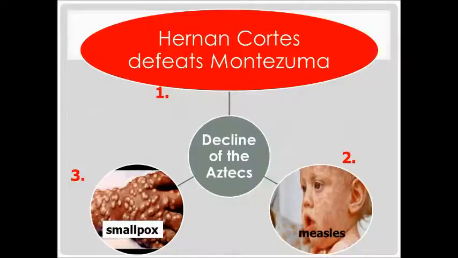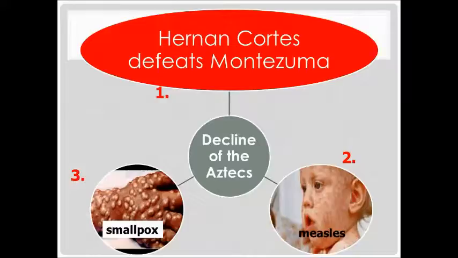Now, besides the fact that he defeats him because he has superior military technology like guns, also the conquistadors bring diseases with them. Bubble number two, they bring the disease called measles. Now, the conquistadors, being European, had built up immunity to it. Their bodies had antibodies to fight it. The Native Americans did not. So many Native Americans died due to measles.